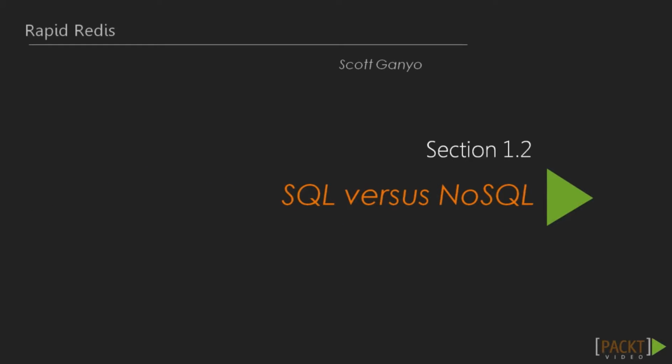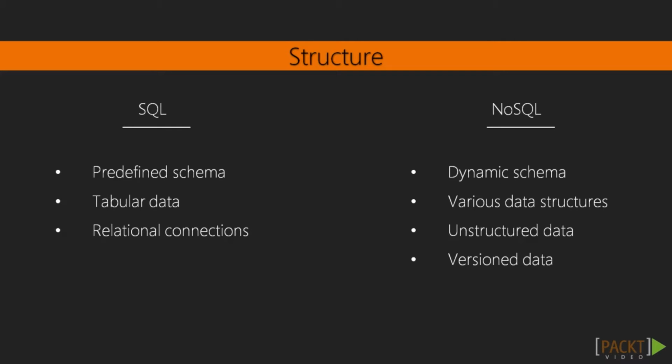SQL versus NoSQL. The primary difference between a SQL database and a NoSQL database is actually its structure. A SQL database is known for having a relational structure, that is, a predefined schema, a tabular data set, and relational connections between the data. What this means is that you have a very structured, organized set of data. It's laid out rather like a spreadsheet would be, and then you have connections between them.